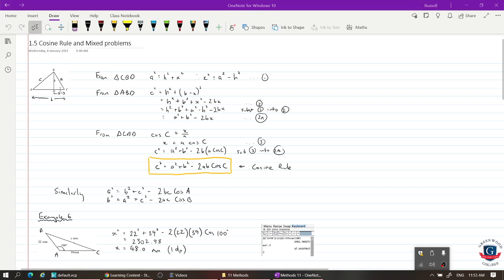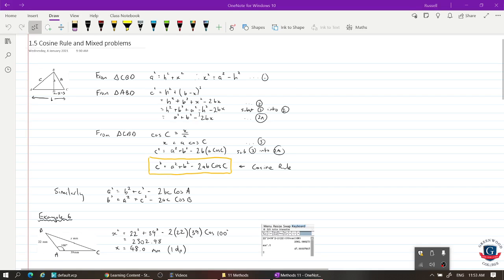By Pythagoras we know that a squared equals h squared plus x squared. If we rearrange for x, we find that x squared equals a squared take h squared. We'll call that equation 1. Then looking at triangle ABD, we know that c squared equals h squared plus this length here, which is b take x, all squared. If I multiply out the bracket, we'll get this expression here.